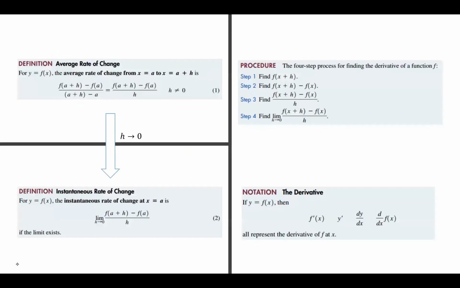Let's move on. Here is a bit more detail on the instantaneous rate of change. We know how to calculate the average rate of change. The average means we are changing f, right? So this is the old value of y, or f of a, and this is the new value of y, or f of a plus h, right?